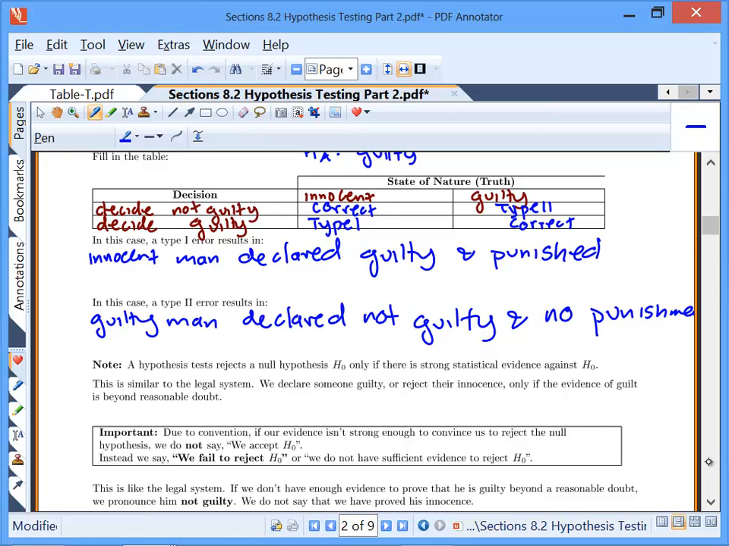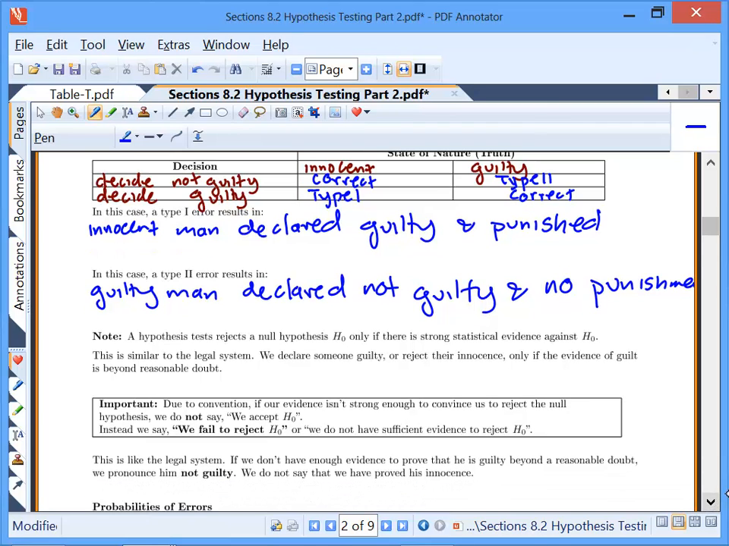Okay. So a hypothesis test rejects the null hypothesis only if there's strong statistical evidence against it. So remember, that's our status quo, and we need to have pretty strong evidence against it before we're going to reject it and go for the alternative hypothesis. And it's similar to the legal system because we declare someone guilty, or reject their innocence, only if the evidence of guilt is beyond reasonable doubt.